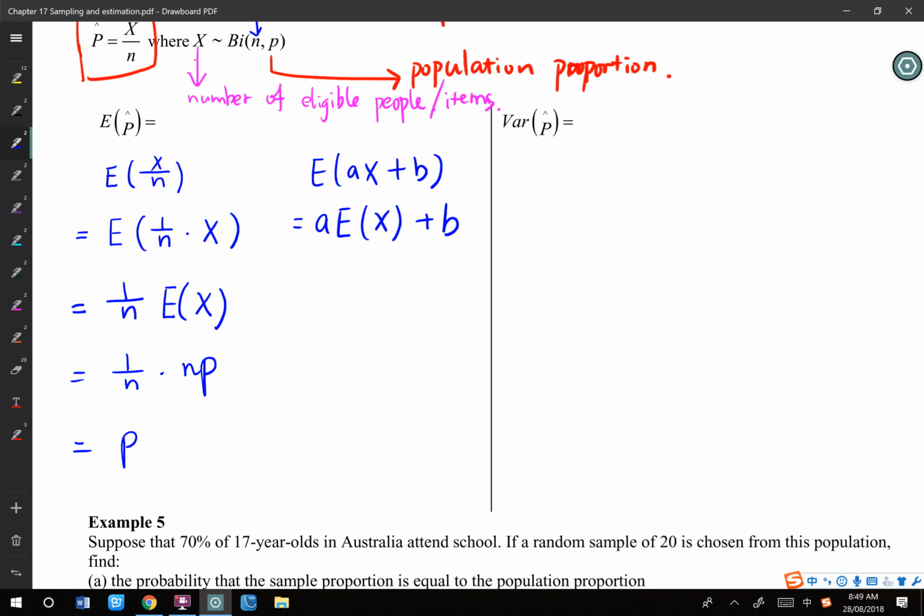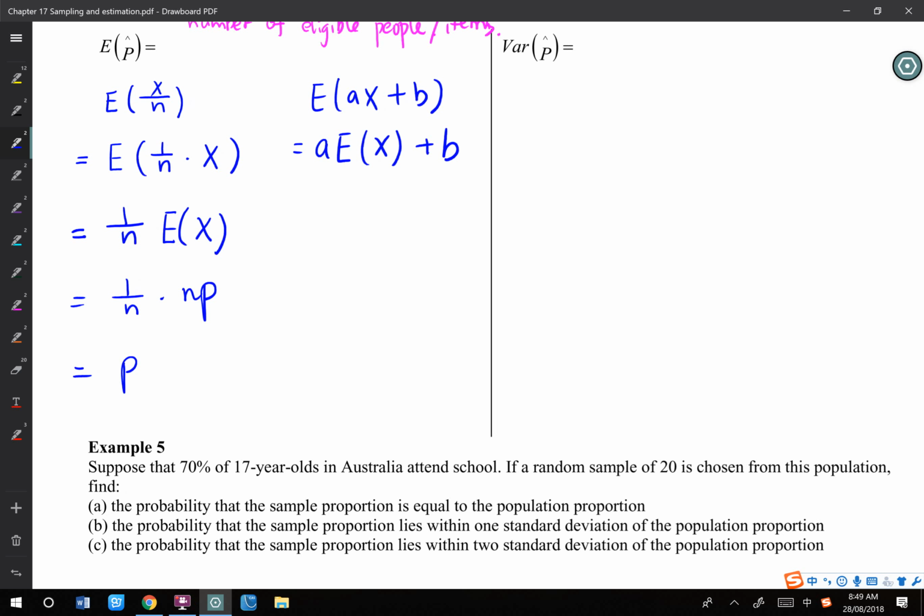If it doesn't equal the actual proportion, why do you do it? What's the point? If it's different, why do we sample? It's not accurate anyway. So if it makes sense, expected p hat should be 1 over n times expected x, that's 1 over n times np, and that is p. So in any sample proportion question, the expected value of your sample proportion should be equivalent to your actual population proportion p.